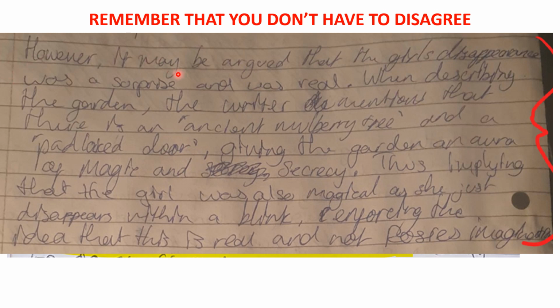If that doesn't really make sense. When describing the garden, the writer uses an ancient mulberry tree and a padlocked door, giving the garden an aura of magic and secrecy. This implies that the girl is also magical, and she just disappears in a blink, reinforcing the idea that this is real and not Rosie's imagination. But we've said that there's a kind of magical aura, and then we're saying that makes her real. So again, that's an argument that doesn't make sense.